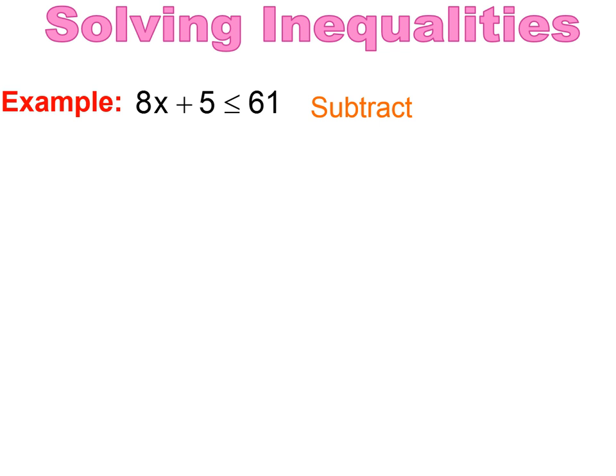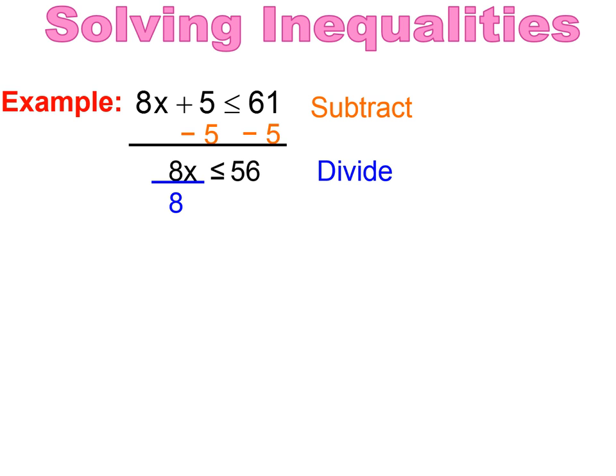The first thing I'm going to do is subtract. Because I have a +5, I want to subtract 5. I subtract it from both sides of the inequality, and now I have to divide. And at this step, I'm thinking, am I dividing by a negative? No, 8 is positive, so I'm dividing. My inequality stays the same, and now I can graph.